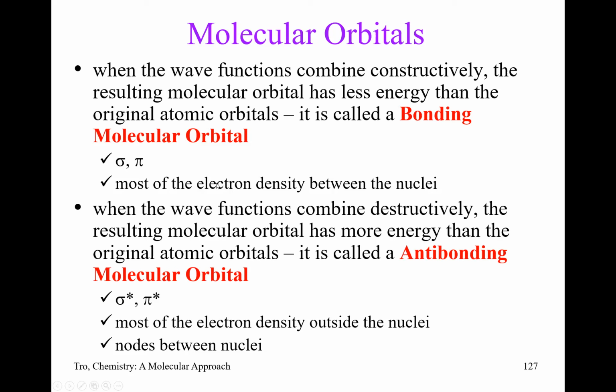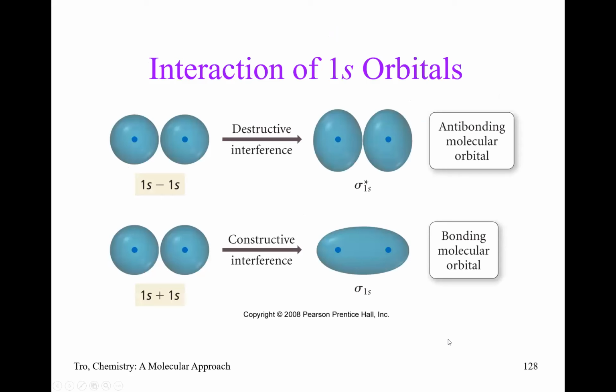The sigma and the pi was the electron density between the two nuclei, so it held them together. So then the antibonding one must be where the electron density is outside the nuclei. So in the simplistic form, this would be hydrogen. Hydrogen has one electron and a 1s. Here's the orbitals.